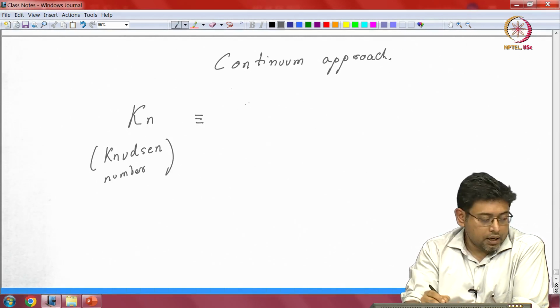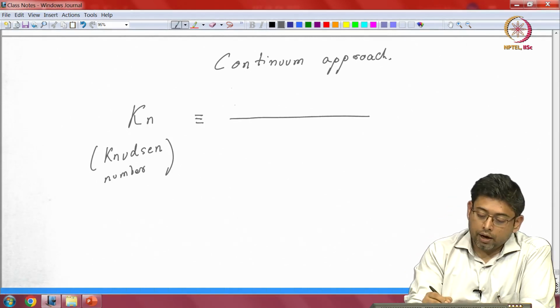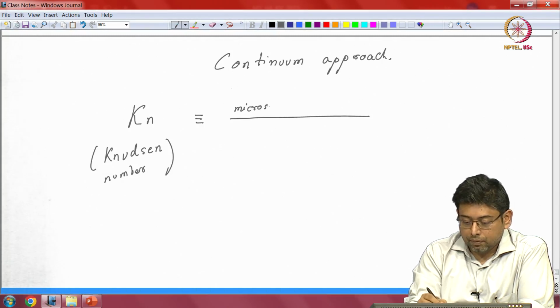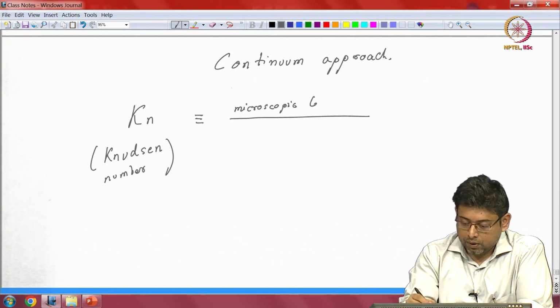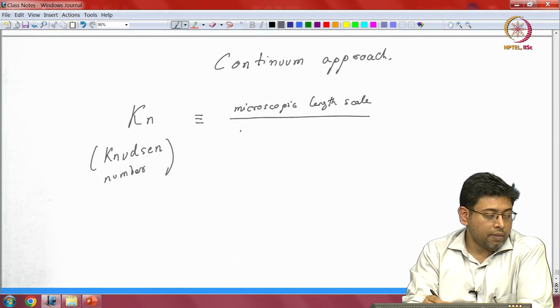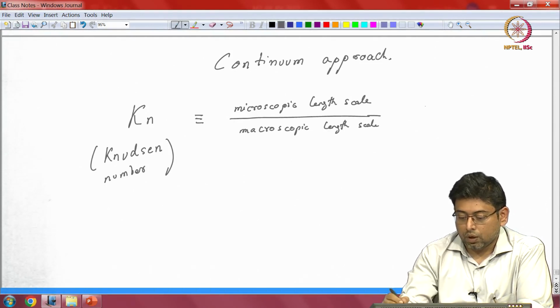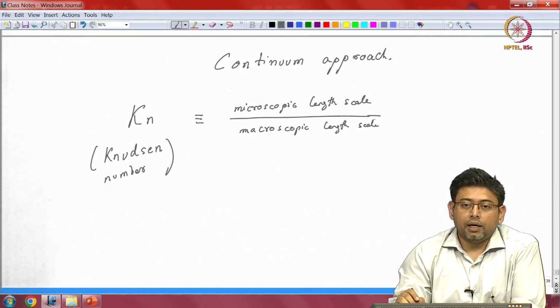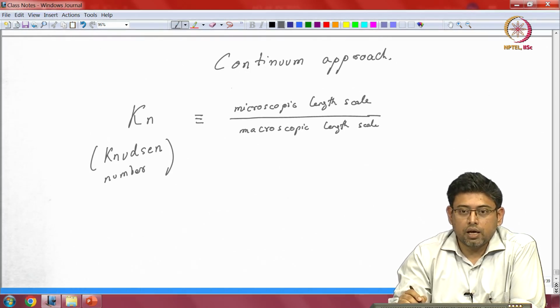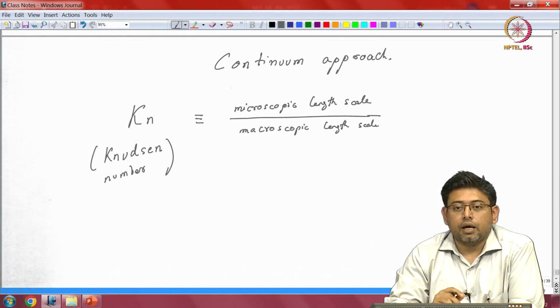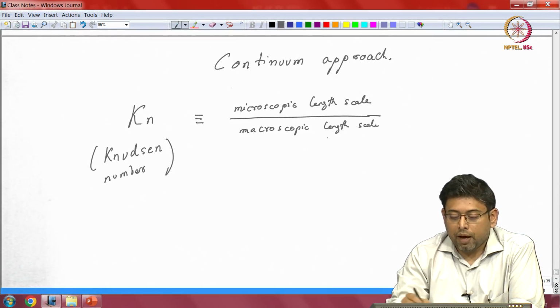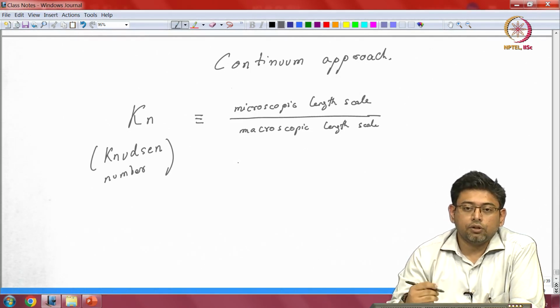It is defined as the ratio of two length scales. Okay? And on the top you have the microscopic length scale, and I'll explain what that is in a second. And in the denominator you have the macroscopic length scale. Now, the microscopic length scale typically is the mean free path between molecules as they collide with each other, because that gives us an idea of how much free space is there in a fluid. Whereas the macroscopic length scale is the length scale that is associated with the flow.